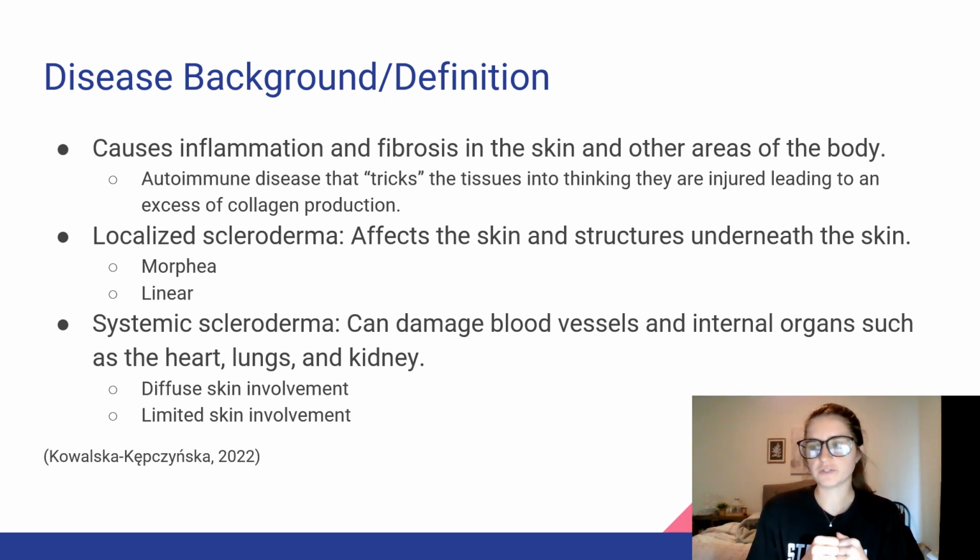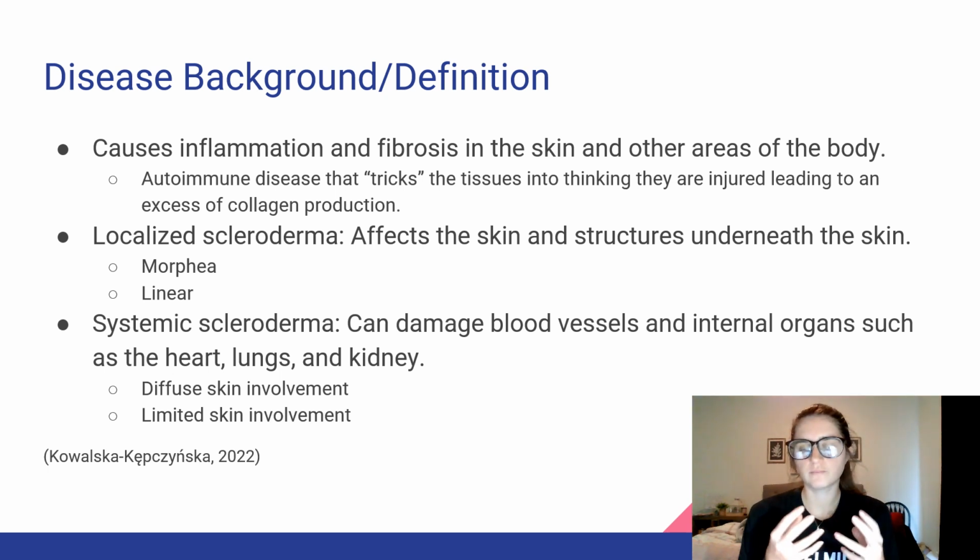And then you can have systemic scleroderma, also known as systemic sclerosis, which can damage blood vessels and internal organs like the heart, the lungs, and the kidney. And then systemic sclerosis is split up into diffuse and limited. And diffuse has extended skin involvement, and limited typically just has skin involvement of like your fingertips, your face, and your distal limbs.